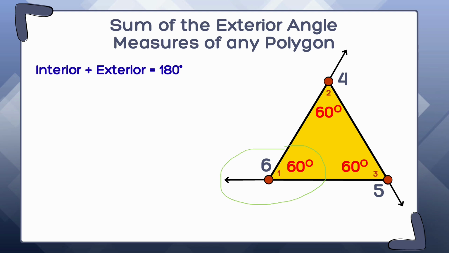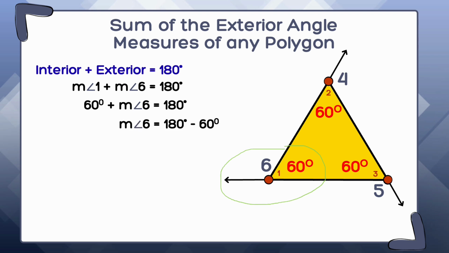Since they form a linear pair, let us write the measure of angle 1 plus the measure of angle 6 is equal to 180 degrees. Since the measure of angle 1 is 60 degrees, let us think what should be added to it to get 180 degrees. To find out, we simply subtract 60 degrees from 180 degrees, and this will give us 120 degrees, which is the measure of angle 6.